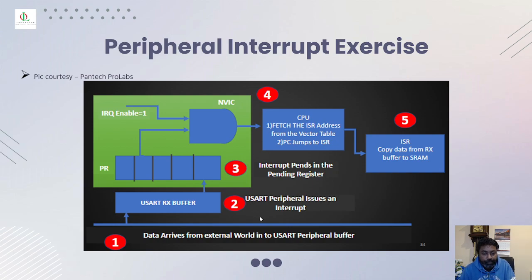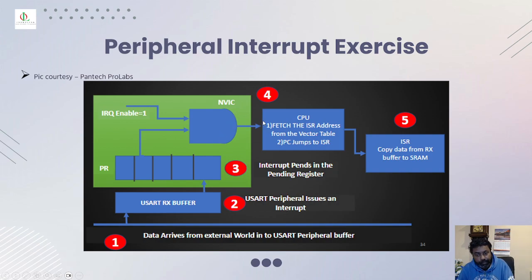So this is how the pending register gets amended to the NVIC. First, the data arrives from the external peripherals. It gets stored in the USART receiver buffer. This is where the peripheral issues an interrupt saying there is something coming up, and I'm going to amend that to the NVIC. Then that issue is sent to the PR register, the pending register, where a register value is formed, and this PR value, with the IRQ enable set, goes combined to the NVIC.